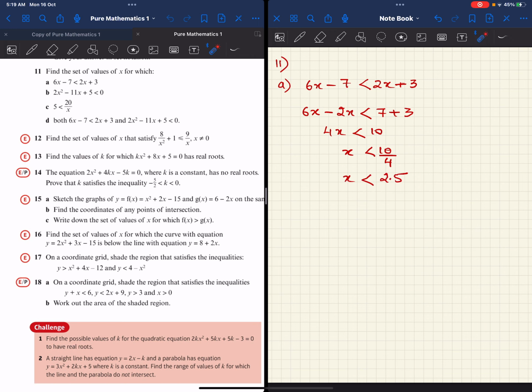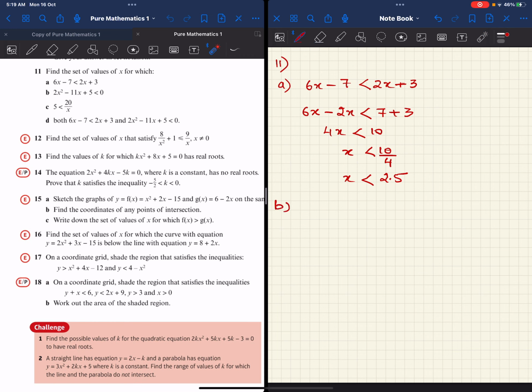So, in the entire working that I have done here, I have only transposed the terms. So, if a term was negative, for example, and if it went to the other side, it became positive. So, I have not multiplied by a negative number or divided by a negative number. Therefore, the sign of the inequality remains as it is. Okay, moving on to part B.